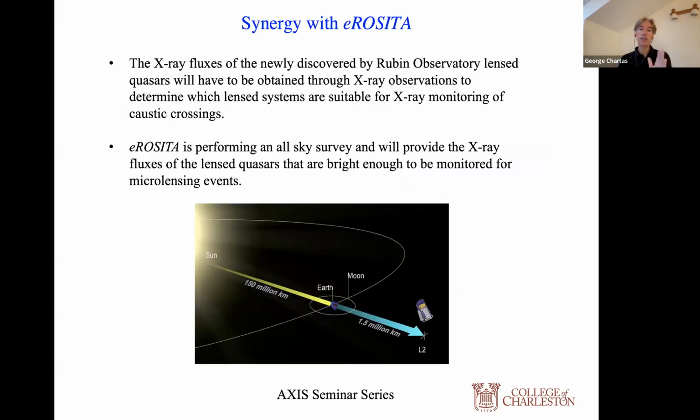The final synergy is with eROSITA. Out of those 10,000 new lenses, we need to be able to select the ones that are X-ray bright to meet our science goals. eROSITA is currently doing a survey of the entire sky. I've actually started communicating with members of the eROSITA team to see how many of the current 300 have been detected. I can't tell you the result, but it's very encouraging.